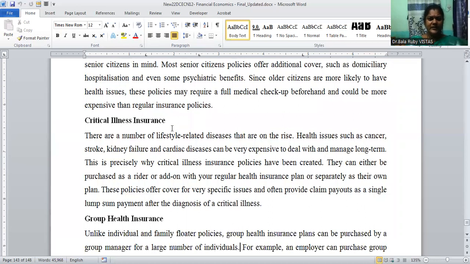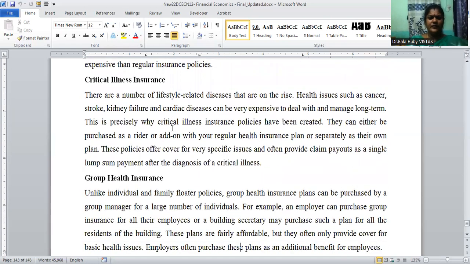The next type is critical illness insurance. There are a number of lifestyle related diseases that are on the rise. Health issues such as cancer, stroke, kidney failure, as well as cardiac diseases can be very expensive to deal with and manage long term. It is precisely why critical illness insurance policies have been created. They can either be purchased as a rider or add-on with a regular health insurance plan, or separately as their own plan.